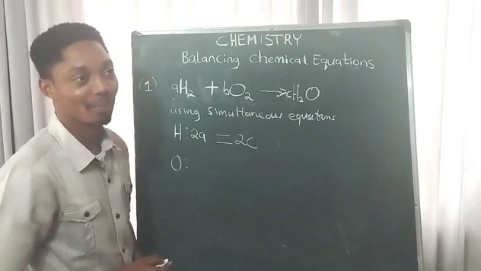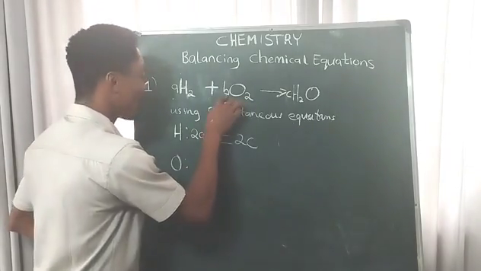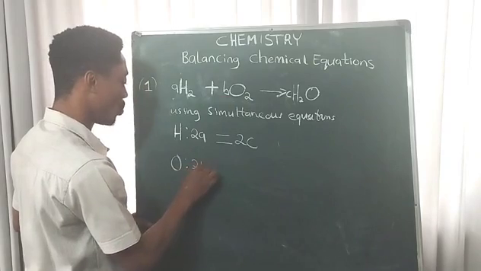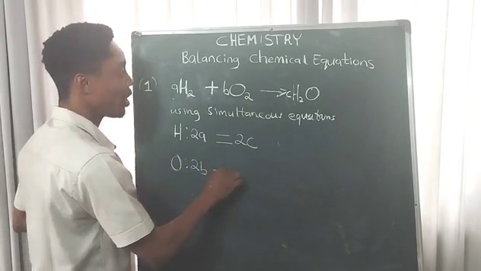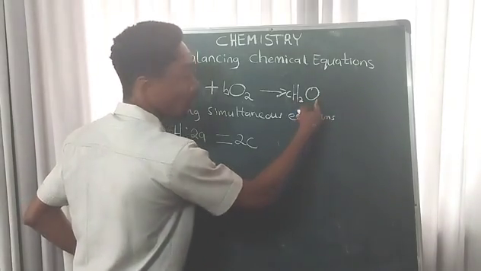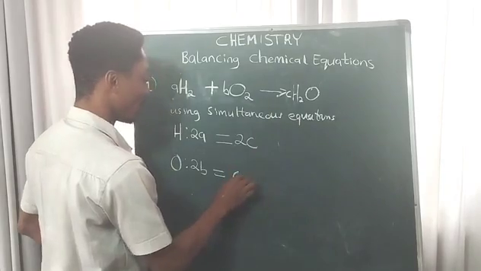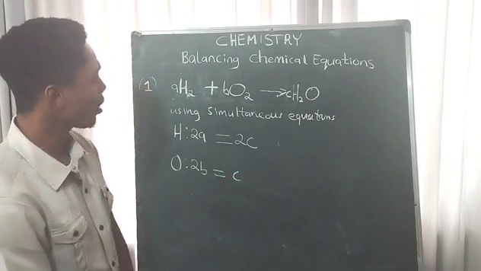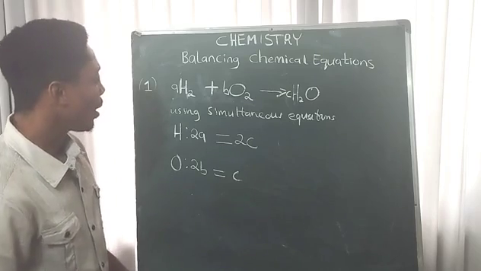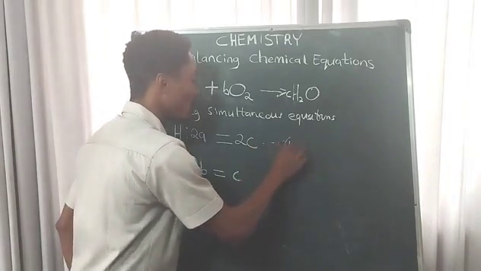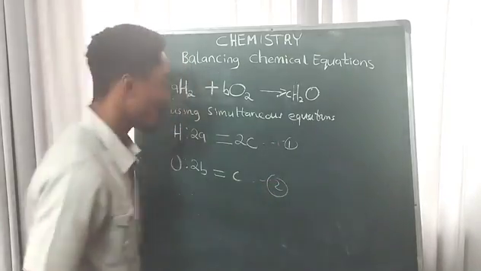So this is 2 times C, which is 2C. All right, let's go to oxygen. 2 times B, so oxygen will be 2B. Can I see any other oxygen here? Yes, of course. So this is one atom. It is 1. So 1 times C is equal to C. All right. So obviously this is equation 1 and this is equation 2.